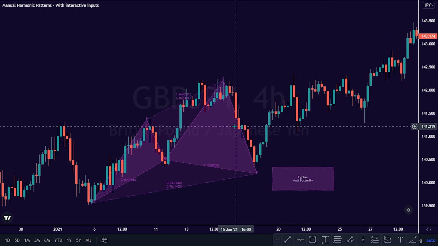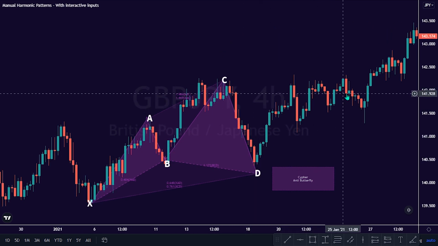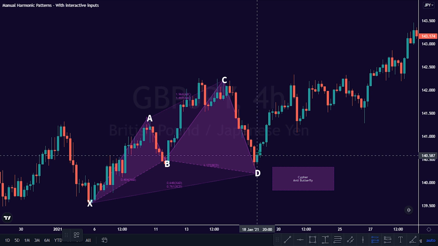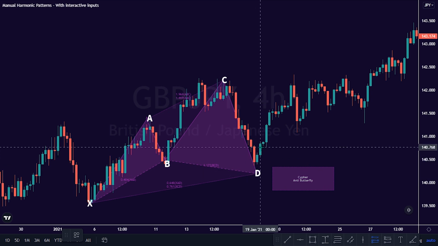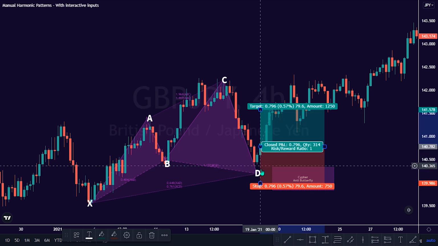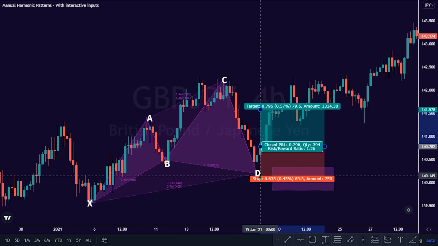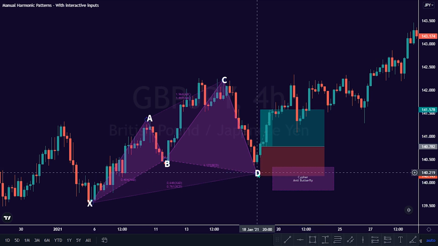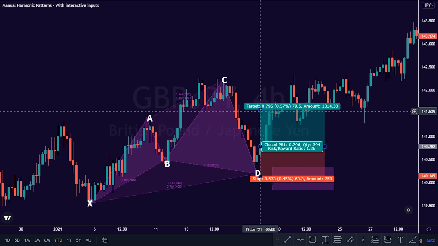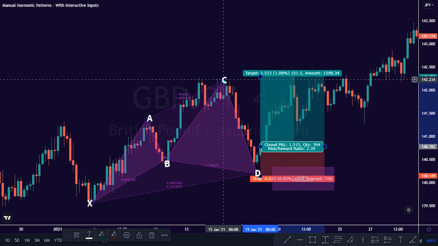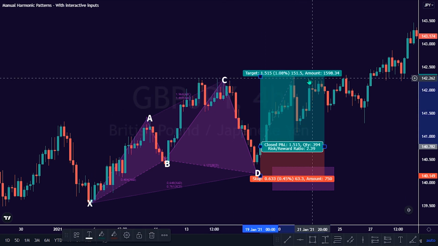As we can see, the harmonic pattern automatically becomes shaded with the signal of Cipher Anti-Butterfly. This signal suggests the bulls are ready to pull up price. Next is to buy the bullish candlestick at point D here. Our stop loss can then be placed below the last low swing in this market. We can target point C as the profit target zone or simply trail our profit.